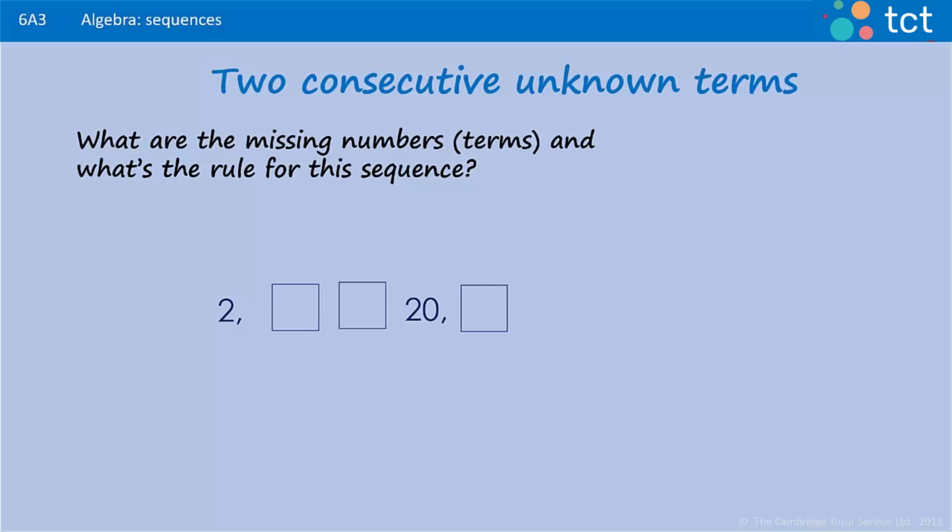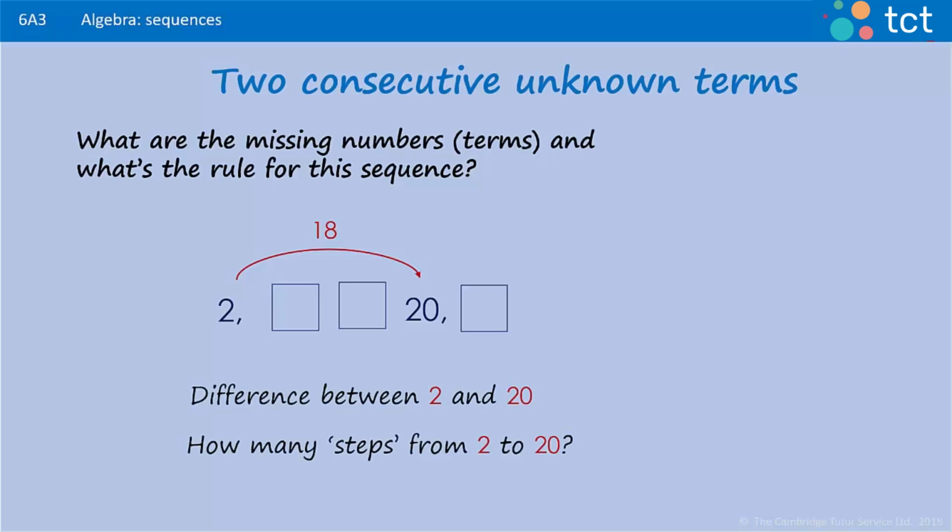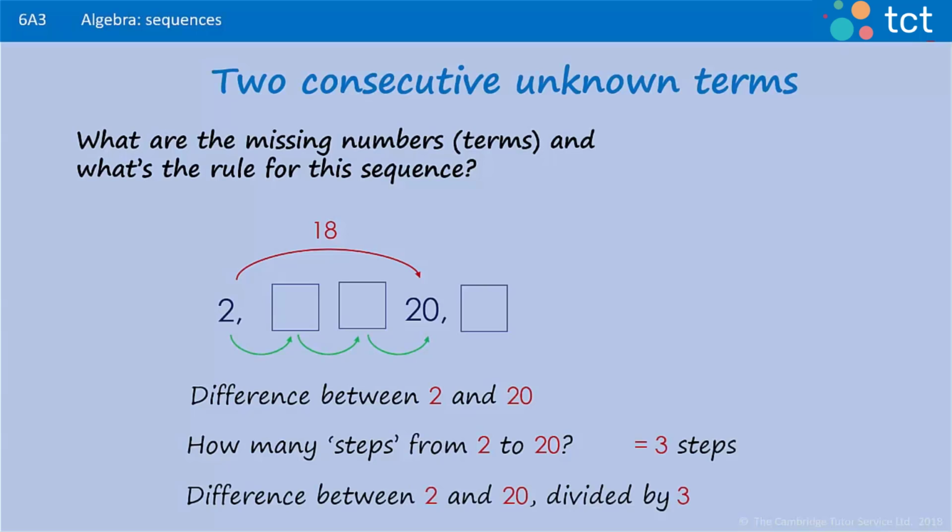terms. First thing we do is find the difference between 2 and 20. The difference between 2 and 20 is 18. Now we have the difference, we need to work out how many steps there are from the term 2 to the term 20. That's 1, 2, 3. 3 steps. We take the difference between 2 and 20 and divide it by the number of steps. 18 divided by 3 is 6. The rule should be plus 6.